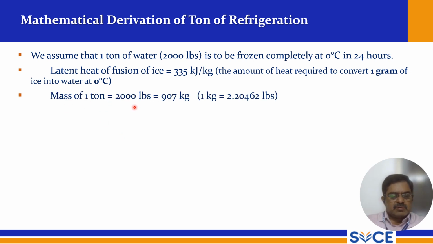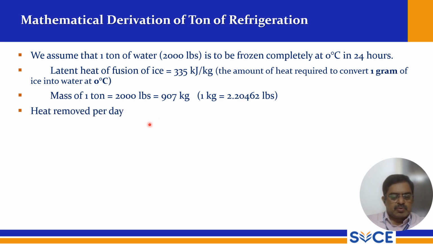Mass of 1 ton is equal to 2000 lbs. It is equal to 907 kg. 1 kg equal to 2.20462 lbs. Suppose if you get any question in terms of lbs in exam, you should not say that you don't know the values. You should remember 1 kg equal to 2.20462 lbs, or you can remember 2.205 directly. So 3 numbers after decimal place will be sufficient. You can remember 2.205 lbs equal to 1 kg.